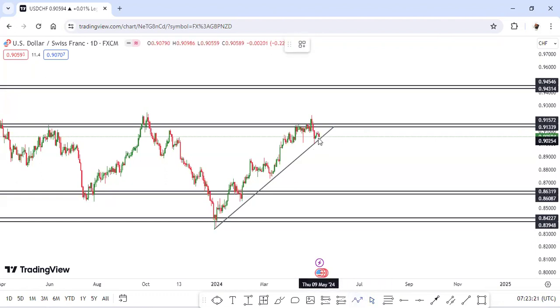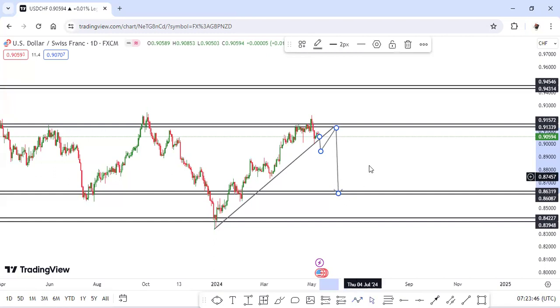What I'll be waiting for is two things. If this breaks here and closes with a daily candlestick close, I will be waiting for a pullback back to this particular zone here. If this happens, then I will take a trade to here. This will be my first TP, and somewhere here will be my second TP.